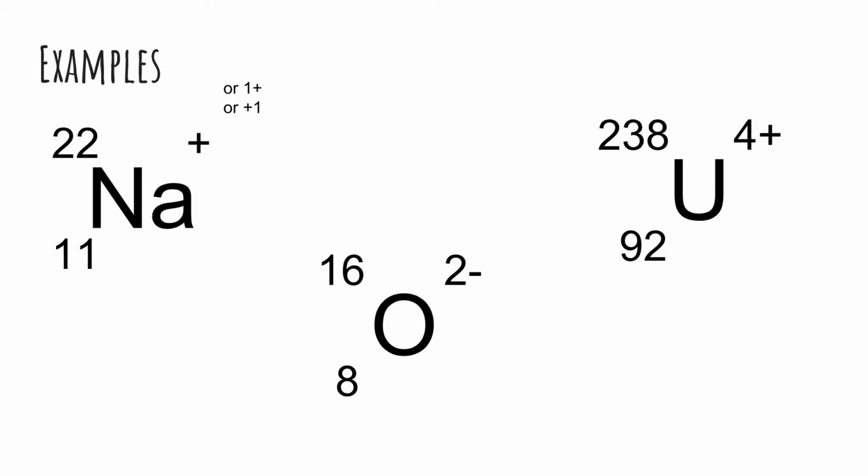And then over on the right-hand side, we have an atom of uranium. Every atom of uranium has 92 protons, an atomic number of 92. This particular isotope of uranium is uranium-238, meaning it has 146 neutrons. 238 minus 92 is 146. And as an ion, this particular atom of uranium has lost 4 electrons, giving it a +4 charge. It has 88 total electrons.